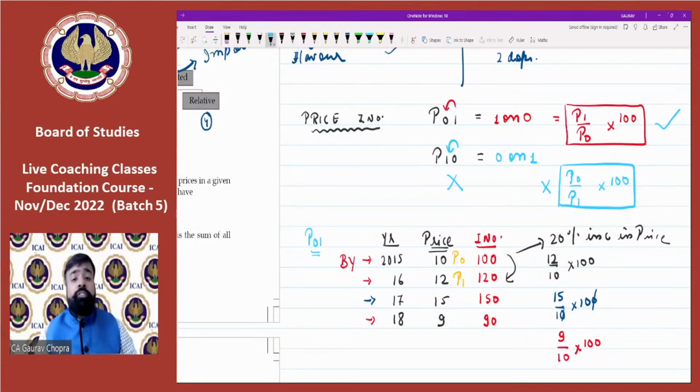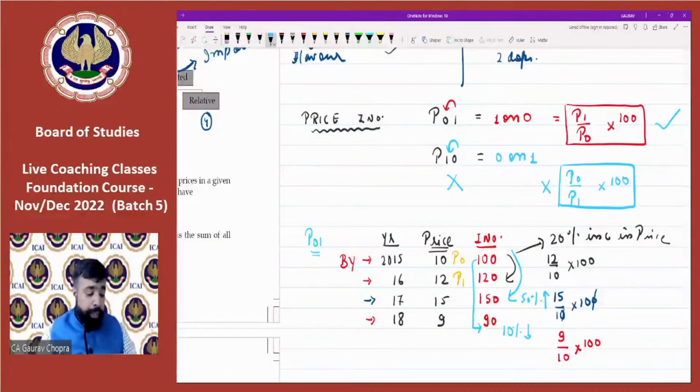So always compare with the base year. From 100, it has become 150, so prices have increased by 50%. And when the price index number has moved from 100 to 90, it means there is a fall in the index number. So the index number reduced by 10%.